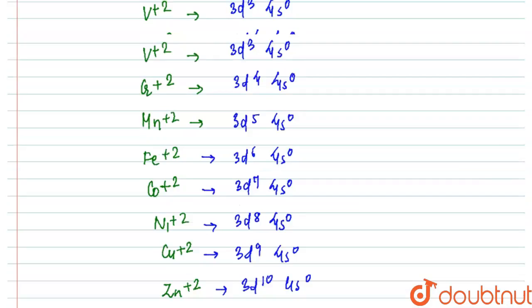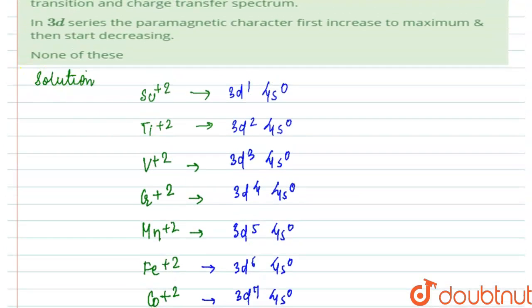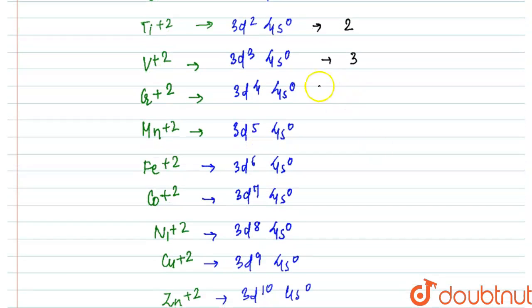Now, talking about the unpaired electrons, the first one has one electron in its d subshell and only one electron. The s orbital is empty, so it has one unpaired electron. So here I'll be writing unpaired electrons. So it has 1, it has 2. Vanadium has 3. It is pretty much evident just by looking at the electronic configuration itself.